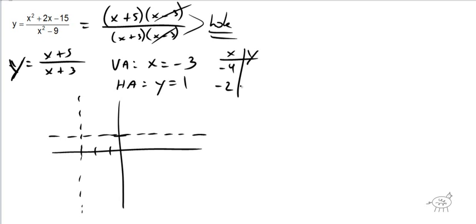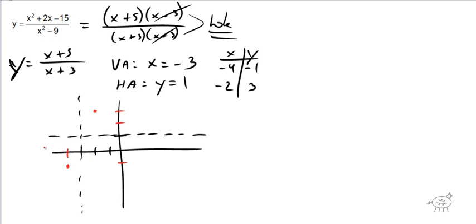So I pick -4, I get -4 plus 5 is 1, and 1 over -1 is -1. Put -2 in there, -2 plus 5 is 3, and then -2 plus 3 is 1, so it's basically 3 over 1, which is 3. Okay, so I plot those points. So (-4, -1) and (-2, 3).